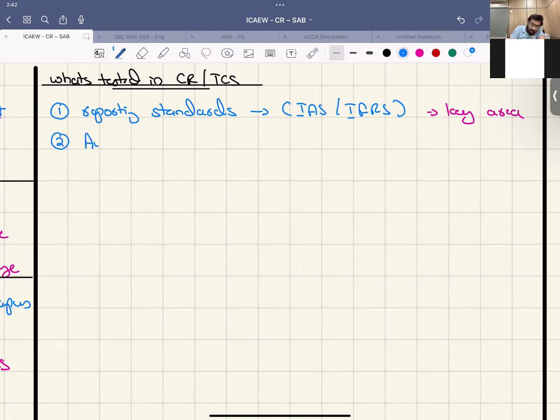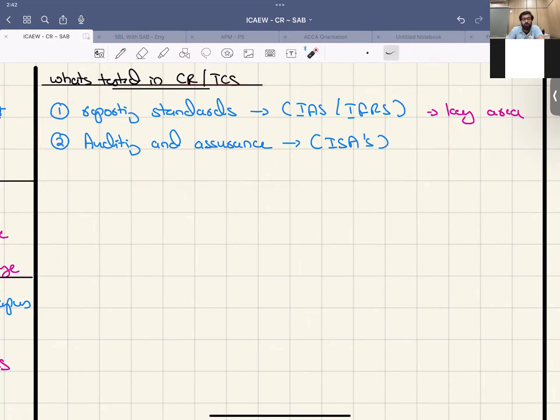Then we have auditing and assurance here. In this particular part of auditing and assurance, what we're going to be doing is having certain areas of ISAs definitely, right? So these are the two main elements of corporate reporting: reporting standards and then auditing and assurance.